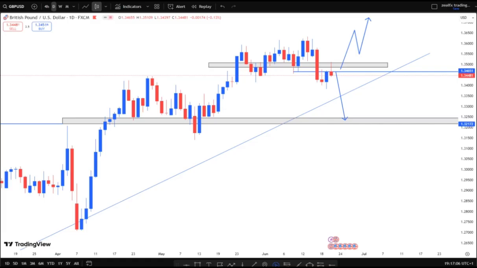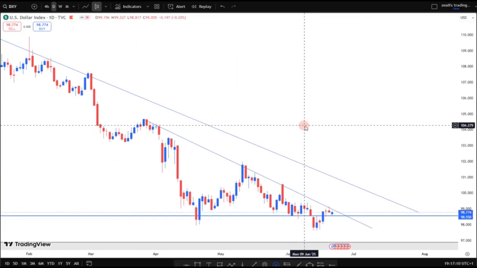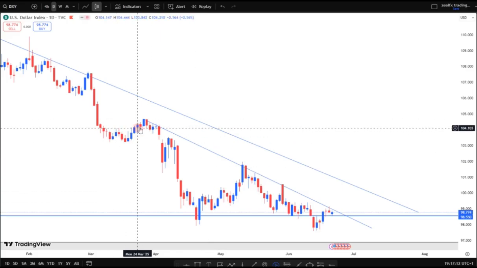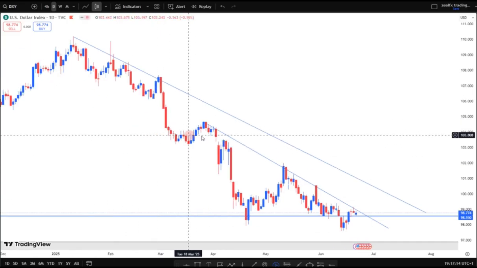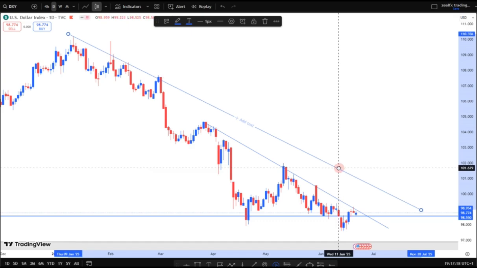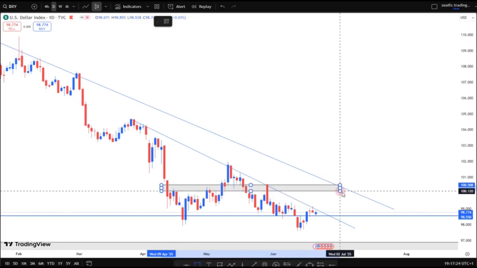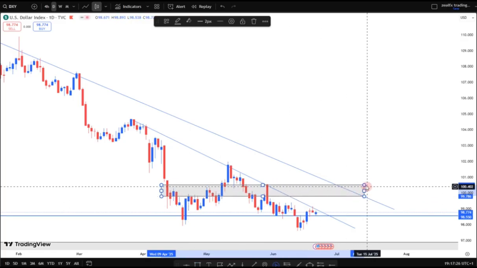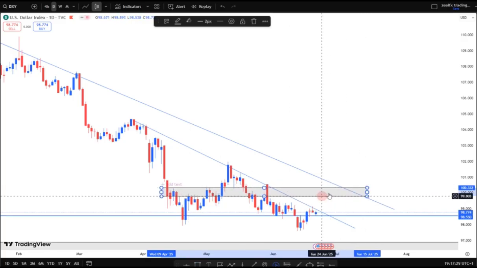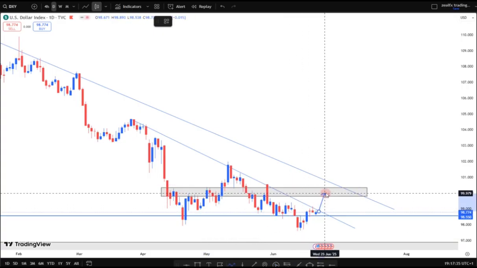So let's look at our next pair, which is the DXY. The DXY on my daily chart still has this downtrend structure. So we still have a series of lower highs on the DXY. As long as we have this series of lower highs on DXY, and we have this sales zone at this area, we still expect the DXY to reject this zone. So we might see price heading to this next zone this week.